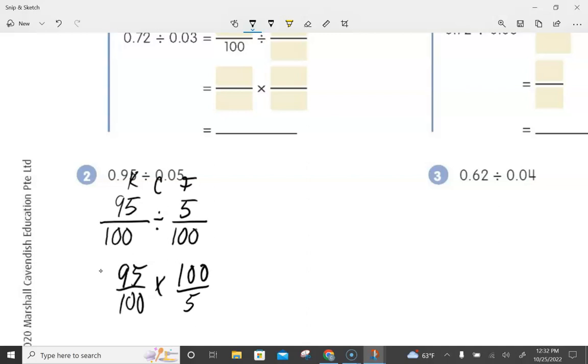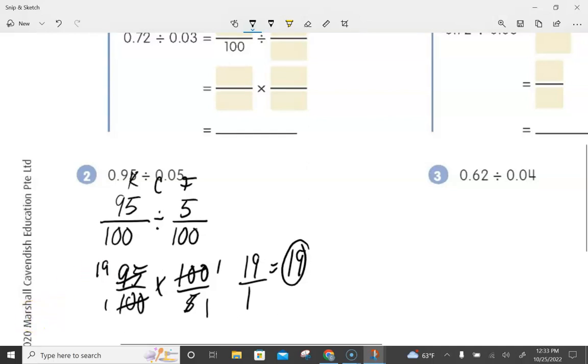So once again, you can cross simplify. What number goes into both 100? 100 does. So that takes my 100 and makes it into a 1 for each of these, which is really nice. Now what number goes into both 5 and 95? That's going to be 5. 5 goes into 5 1 time. 5 goes into 95 19 times. Now I have 1 times 19 is 19. 1 times 1 is 1, so an answer of 19 for 95 hundredths divided by 5 hundredths.